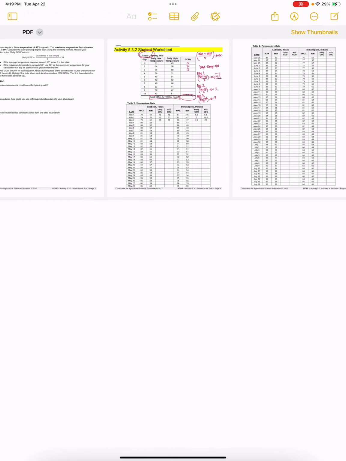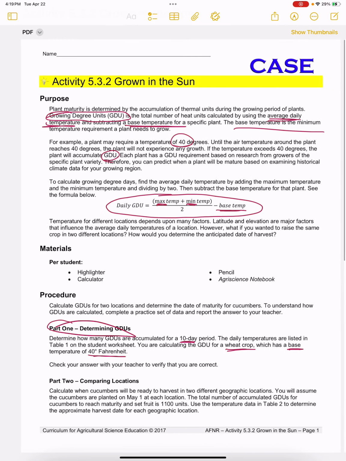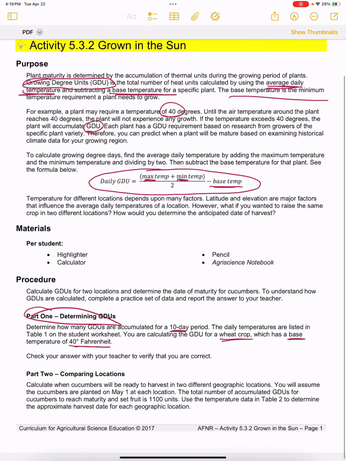And then for part 2, this is where things look like they get really, really complicated. Part 2, what we're doing is calculating GDUs for cucumbers. They're planted on May 1st, so we're going to plant them both at Indianapolis and Lubbock, Texas. The total number of accumulated GDUs for cucumbers to reach maturity is 1,100 units. Once you get to 1,100 GDUs, you can stop.